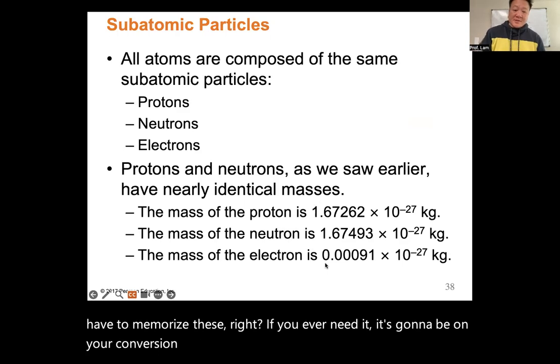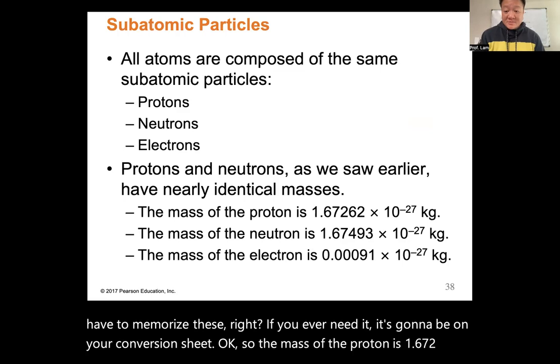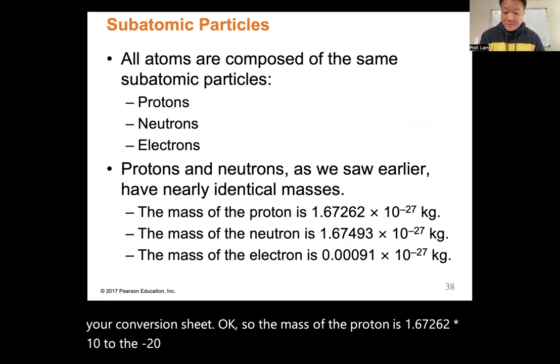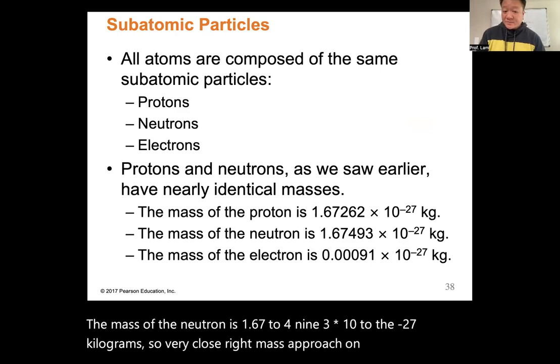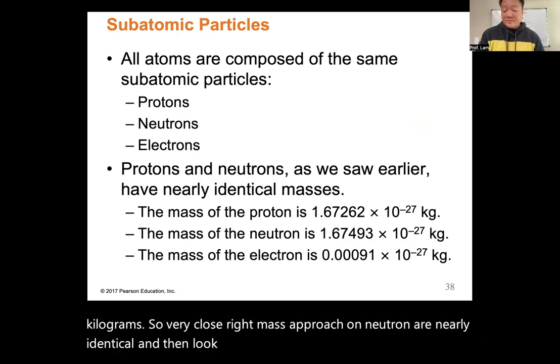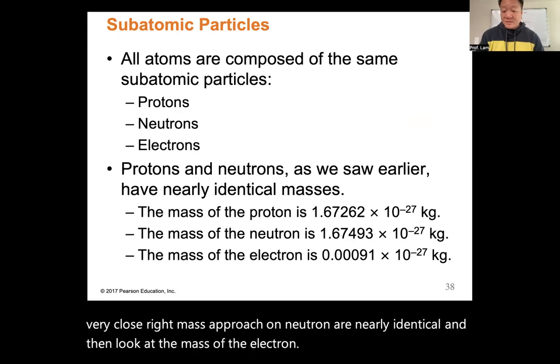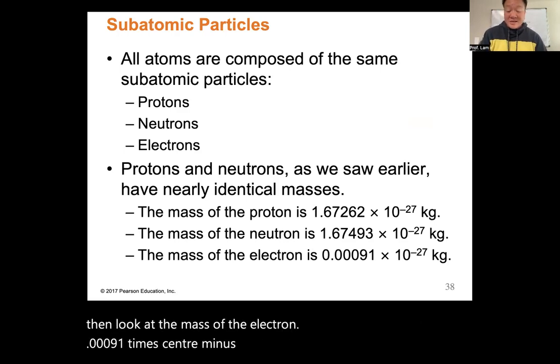Okay, so the mass of the proton is 1.67262 times 10 to the minus 27 kilograms. The mass of the neutron is 1.67493 times 10 to the minus 27 kilograms. So very close, right? Mass of proton and neutron are nearly identical. And then look at the mass of the electron, 0.00091 times 10 to the minus 27 kilograms. So tiny compared to proton and neutron.